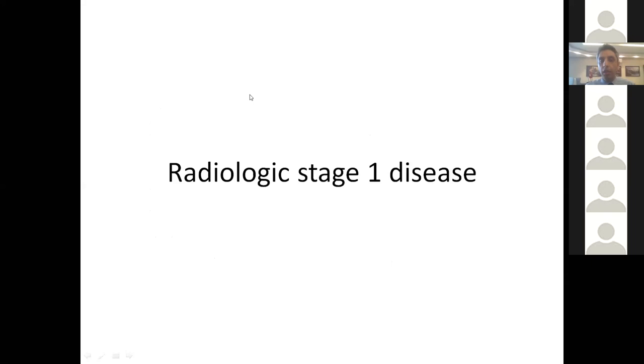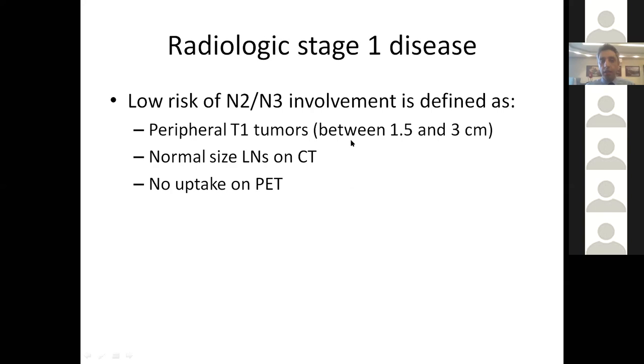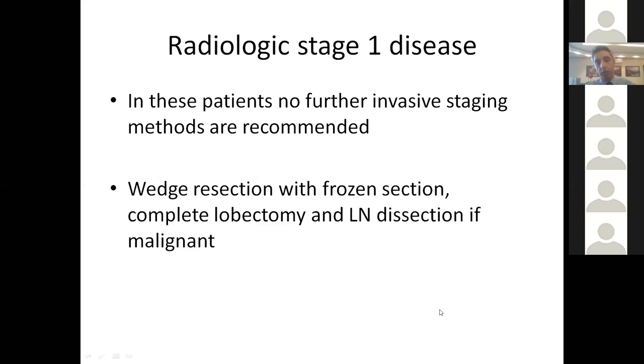To consider something radiologic stage 1, and pretty much all of your guidelines agree on this, that means you have a peripheral tumor. So it has to be peripheral, not central. It has to be smaller, so less than 3 centimeters. And you have to have normal lymph node on CT scan and no uptake on PET scan. So if you have all of these conditions, then you can consider your lung mass or lung cancer as a stage 1 lung cancer. And then you don't have to do staging of the mediastinum. You can proceed to resect that mass, do a frozen section. If it's cancer, you complete lobectomy and lymph node dissection.